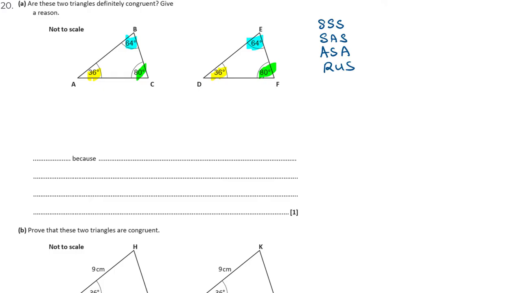Now, is this any of these? No, it is not. This is given as angle, angle, angle. Got 3 angles that are the same. That is not one of our tests for congruency. At best, we can say that these two triangles are similar, mathematically similar, because all their angles are equal. Okay, so are these two triangles definitely congruent? No. AAA is not a condition for congruency.